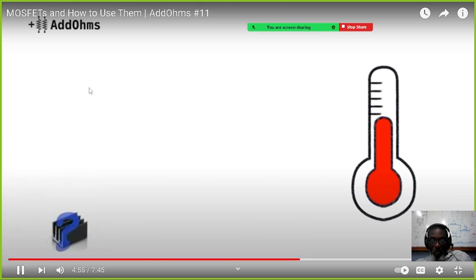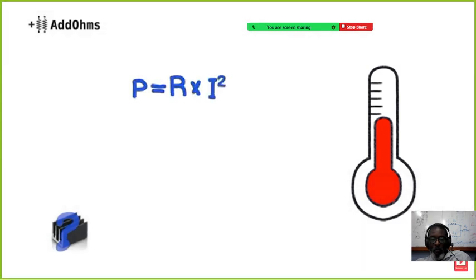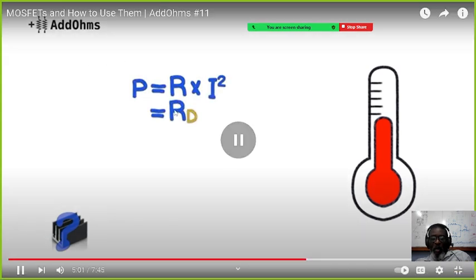How much power the MOSFET dissipates is resistance times current squared. This is the formula right here. Power is equal to R times I squared. That is the regular power formula, and I usually use I squared R. The R is the RDS on, this RDS right here, which is the resistance between the drain and the source, and the current is whatever your load will draw.